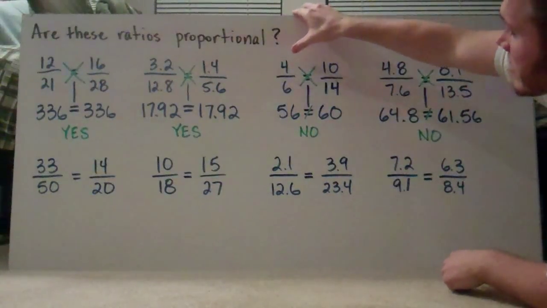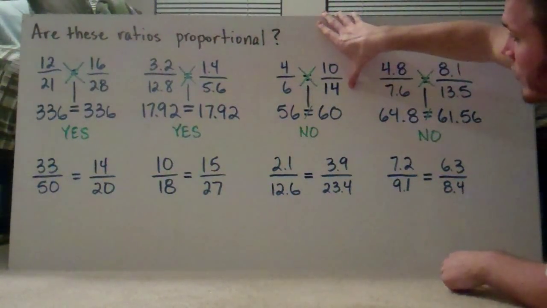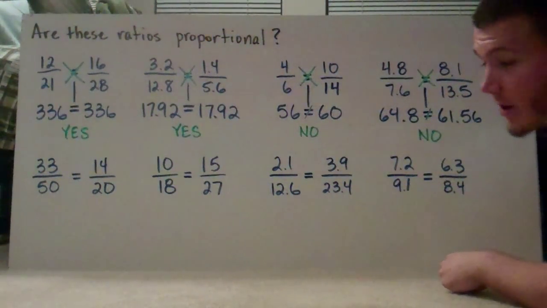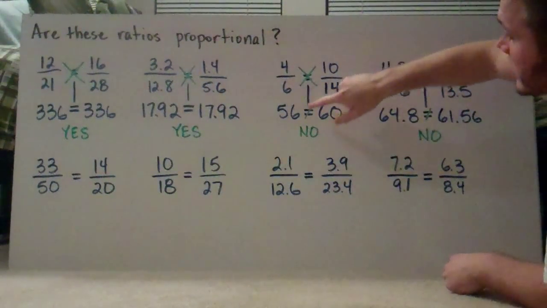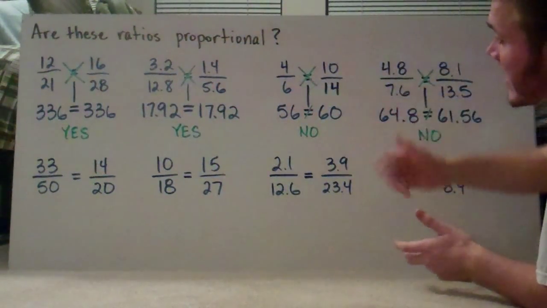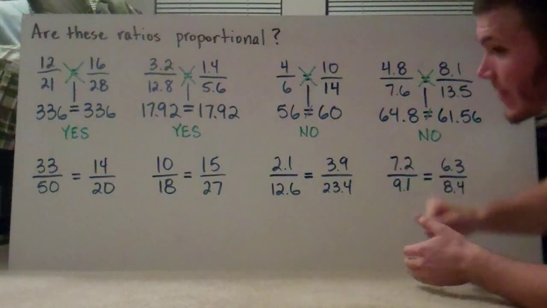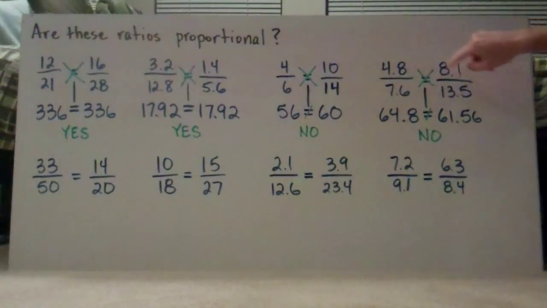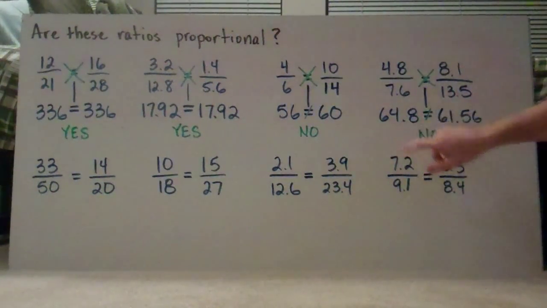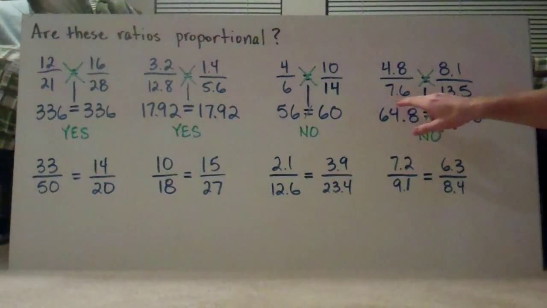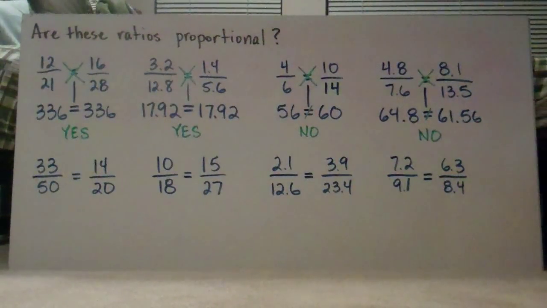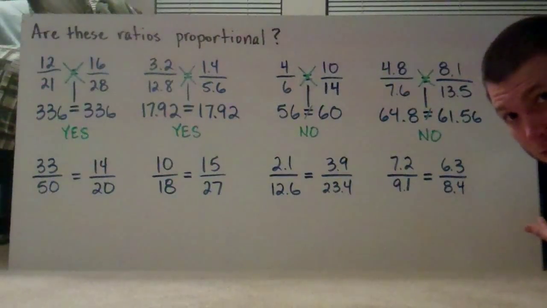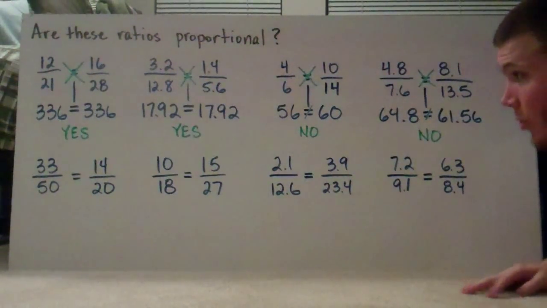Next set, 4 over 6 and 10 over 14. Well, let's cross multiply. 4 times 14 is 56, 6 times 10 is 60. They don't equal each other, so they can't be proportional. And the last set, 4.8 times 13.5 is 64.8. And then we've got 7.6 times 8.1 is 61.56. They are not equal to each other, so they are not proportional.